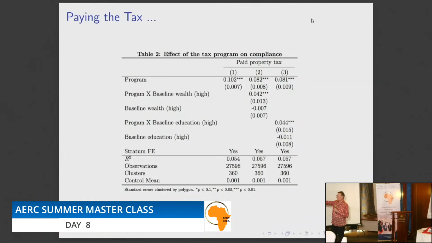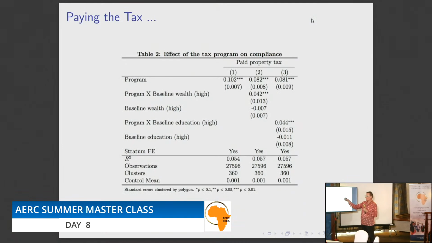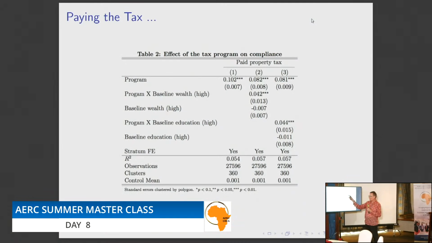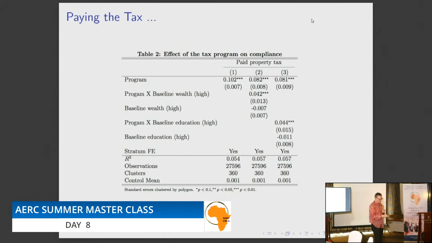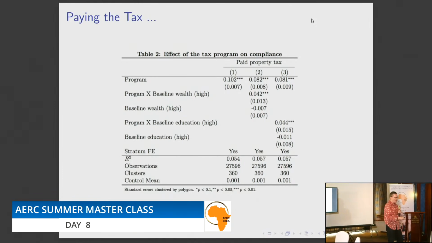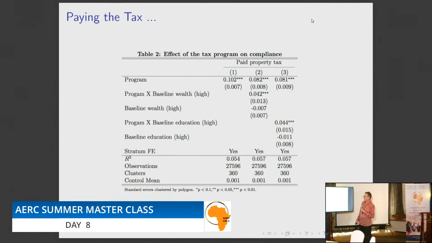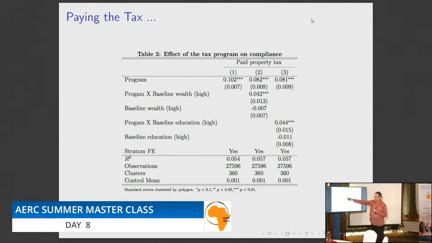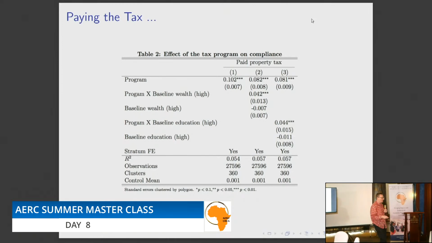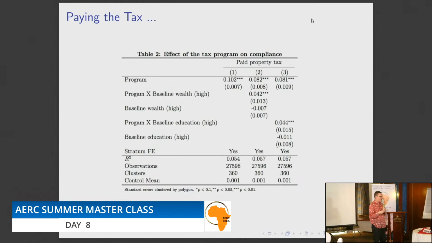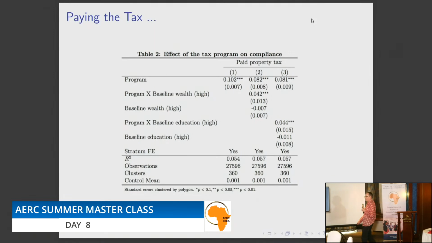So this is just to show it's only 10%, but the program has a very large, significant effect on the probability that people will pay tax. Okay, so this is using all the data. You can see there's a lot of observations. So now look at the interaction between program and baseline wealth. They measure wealth in different ways. It might be how big your house is or the quality of the house. I don't think they have terribly accurate information about other types of assets.